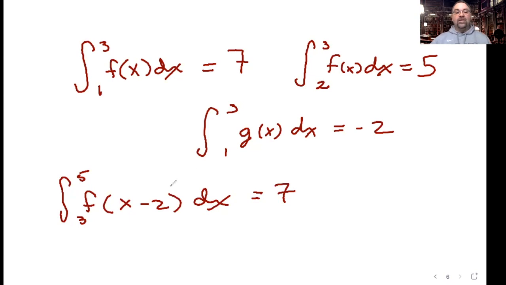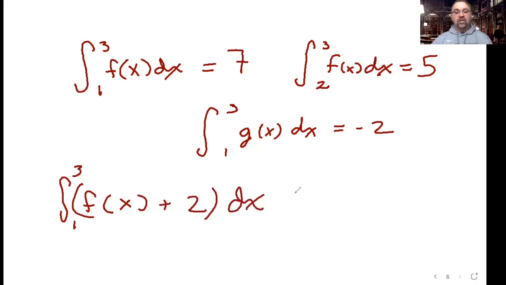Okay, what if I don't include the 2 in the parentheses? What if I do something like this: let's integrate from 1 to 3 of f of x plus 2 dx. What is that doing to the function? That's lifting the whole function up 2 units. Picture that in your head, like what happens if you do that?